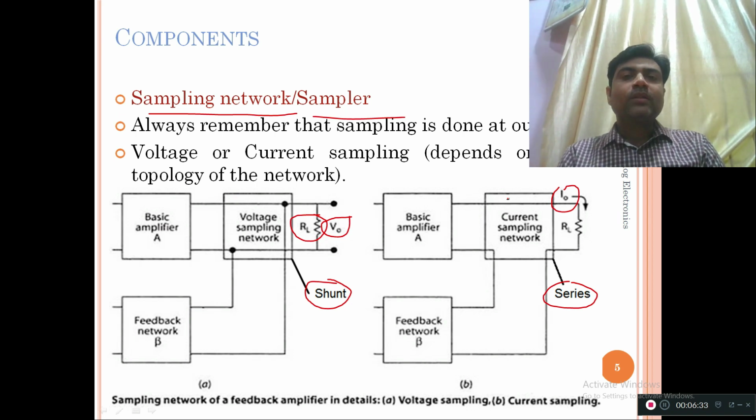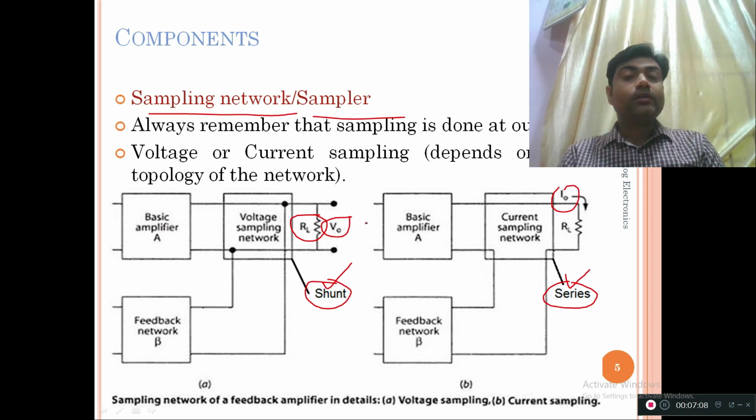So similarly here we are interested in sampling the voltage or sampling the current, and since the voltage remains the same across the parallel nodes, we are going to sample the voltage in shunt form, and since current remains the same in the series network, we are going to sample the current in the series form. This is very important, because it has exact reverse relation with the mixer circuit or the mixing circuit.